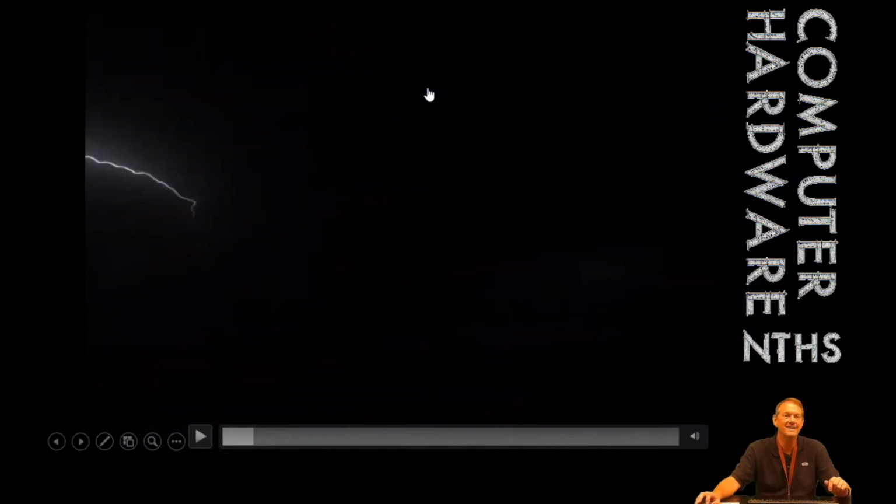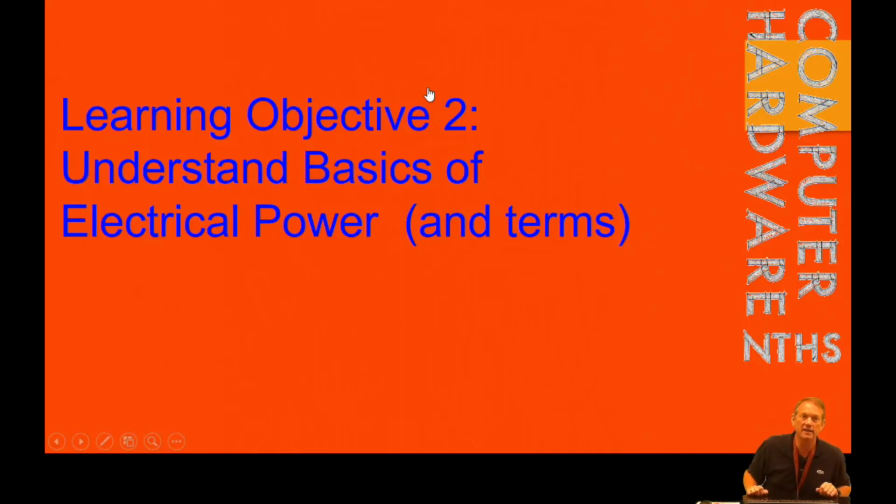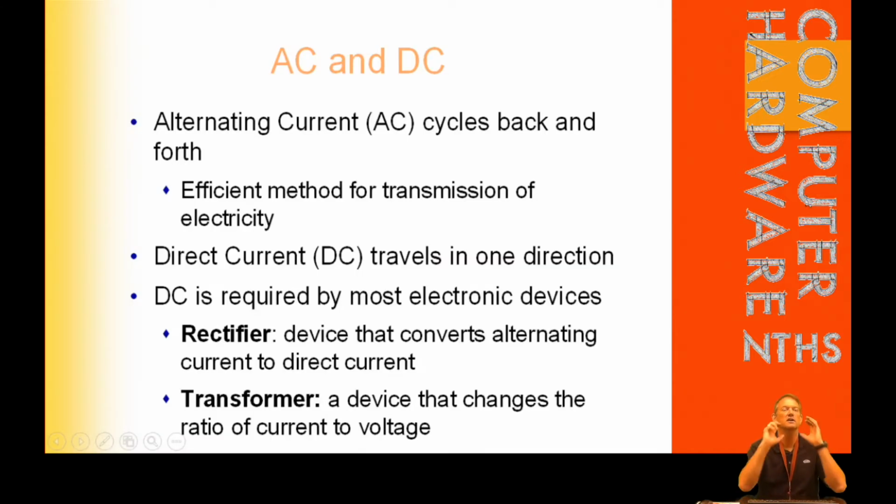So the learning objective for this section is to understand the basics of electrical power and the terms that we use to talk about electrical power, and we're going to dive straight into electricity and what we're talking about. So the first thing we need to understand is alternating and direct current. Now, we talked very briefly back in chapter 1 about the difference between alternating and direct current.